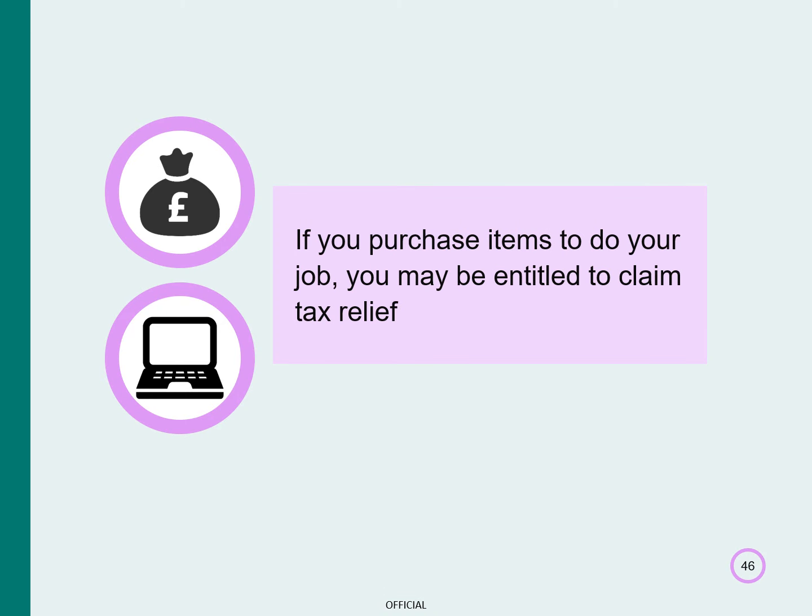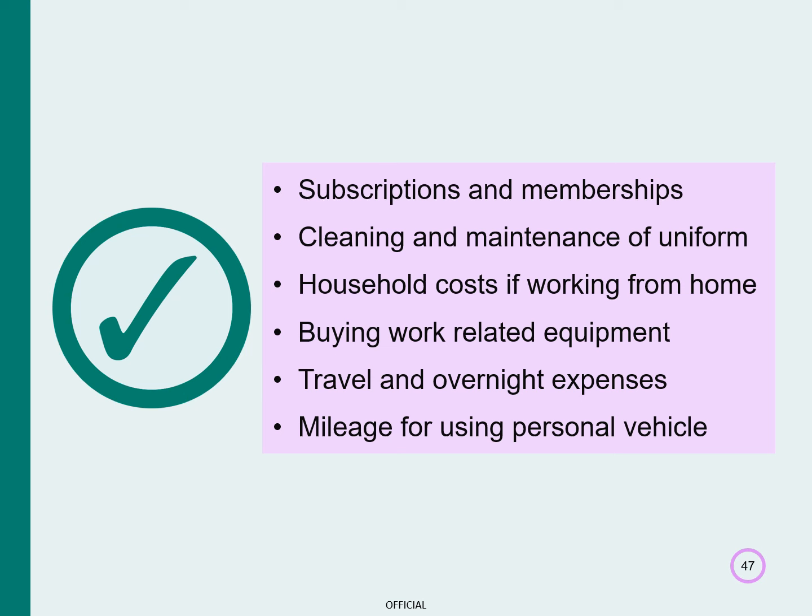If you use your own money for things you must buy to do your job and only use these things for your work, you may be able to claim tax relief if the expense is not refunded by your employer. So this could be things like professional body subscriptions or membership fees, cleaning and maintaining your work uniform, additional household costs if you have to work from home for all or part of a week, buying work-related equipment, travel and overnight expenses, or mileage for using your own vehicle for work purposes, but not for commuting.